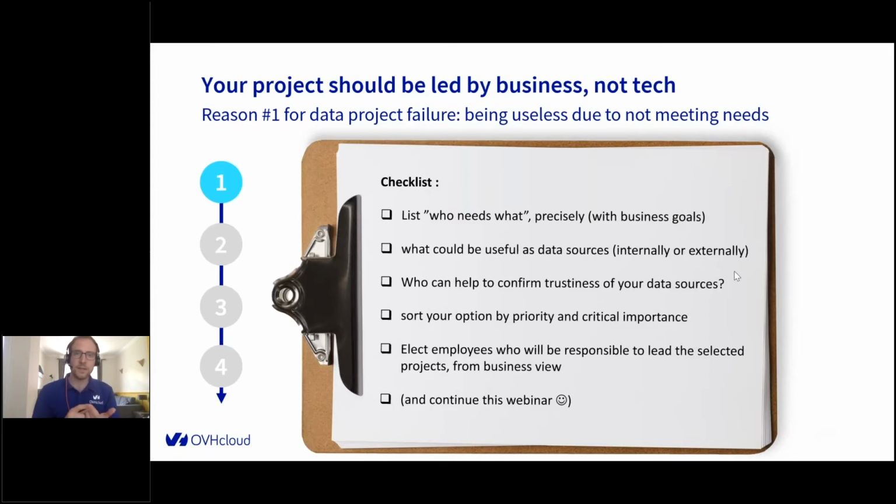So you need to work with them to understand what kind of relevant data source can be used. Or can we confirm the data can be trusted? Because if you do everything, but at the end, the financial department will not trust your data, you are doomed. You cannot do that. So you have to work with business to sort your options by priority. For example, you go in your company, you ask everyone if there is a use case, if they imagine some project that can be done with machine learning and big data. And after you sort them by priority, criticality, you select the right project that can be done. And of course, you elect a leader in business, not in the technical team.